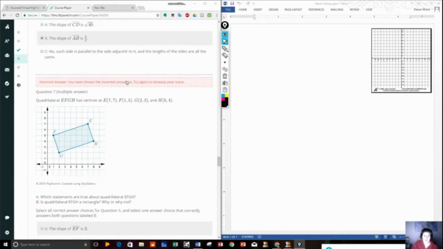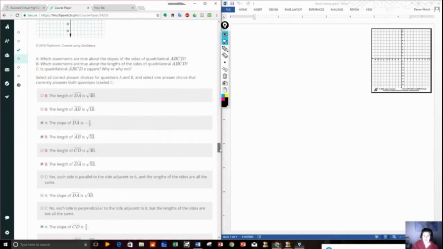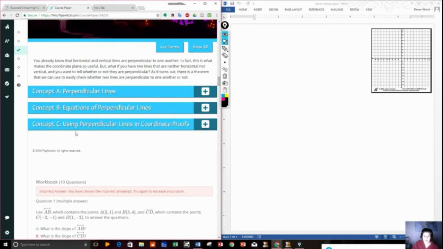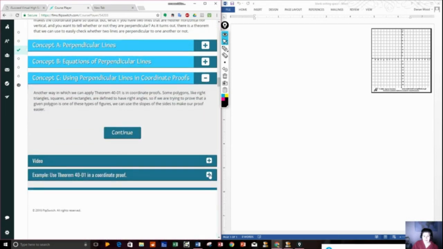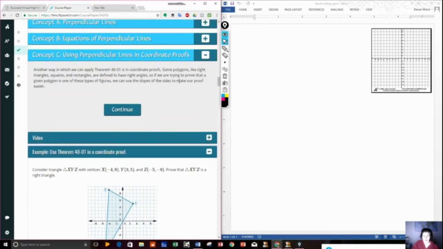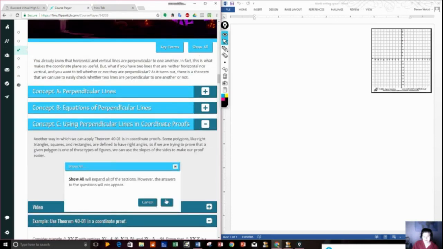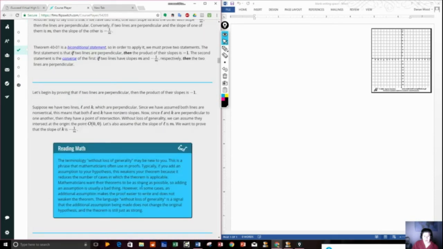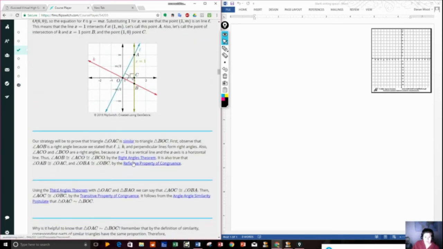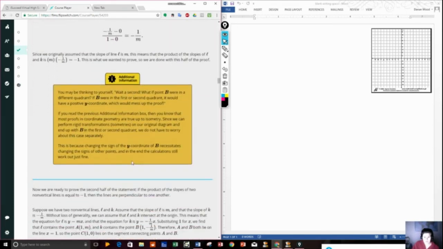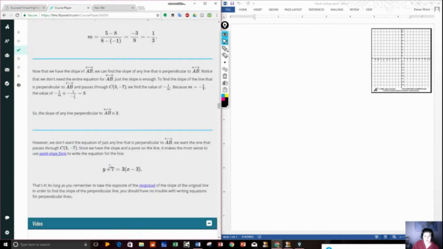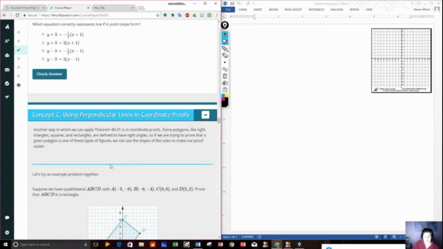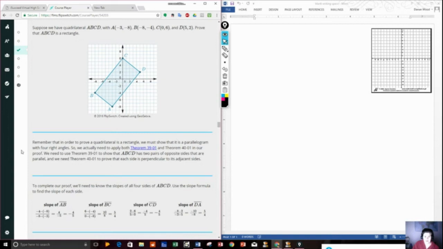In a rectangle, if you go back to your using perpendicular lines in coordinate proofs, and you go to the examples, I'm going to just click show all really fast just to talk you through how you could find out what they need in order for it to be a rectangle. And if you come back and you scan through here, we need concept C, so I'm just going to keep going till I hit concept C. And then it's right here.